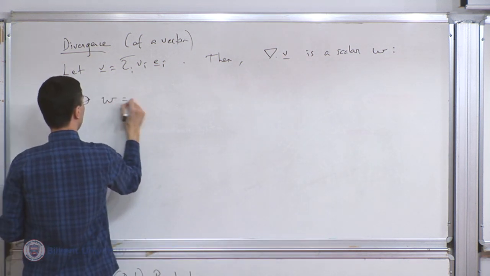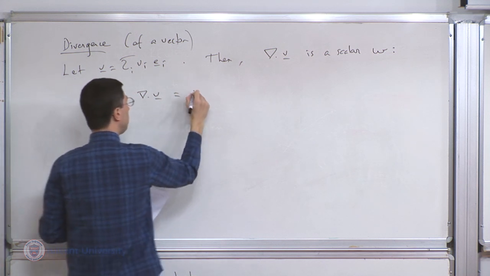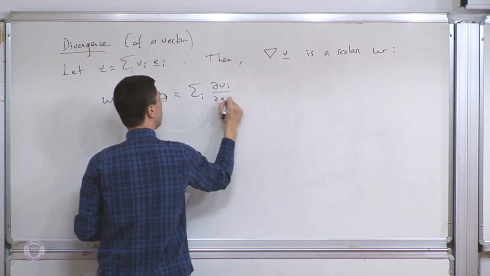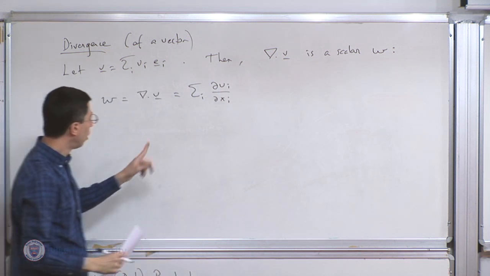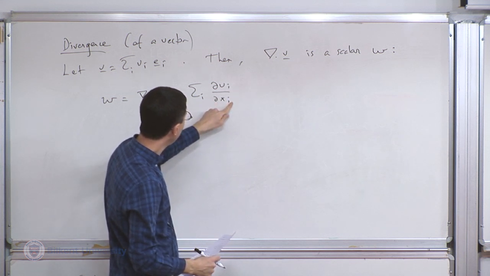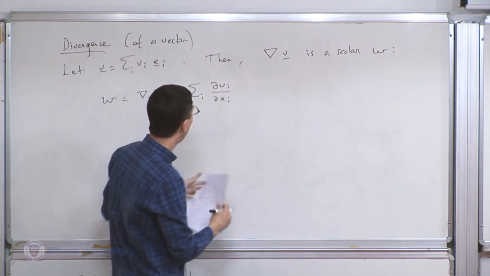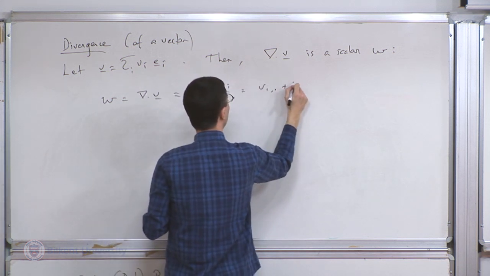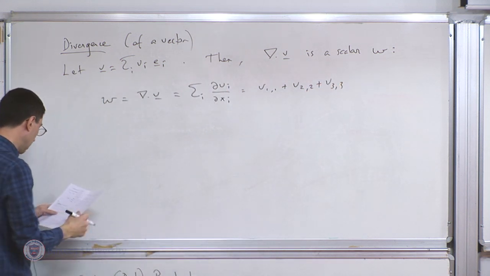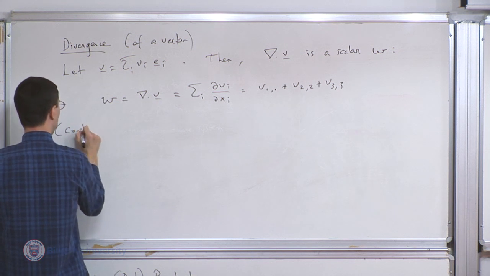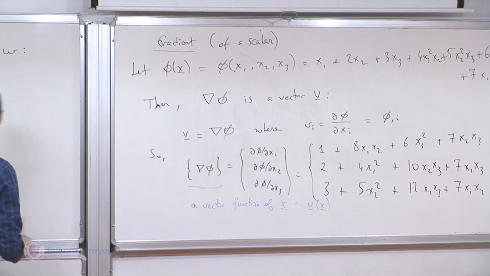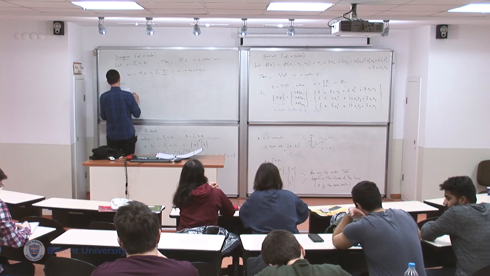So omega is equal to divergence of v, and it is defined as the sum over i of del v_i over del x_i. Okay? So you take the derivative of the ith component with respect to x_i, and then you sum over those. So it's v1 comma 1, in 3D, plus v2 comma 2 plus v3 comma 3. So continuing with the vector that I had constructed here, let's calculate the divergence.